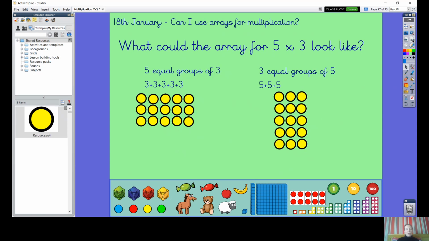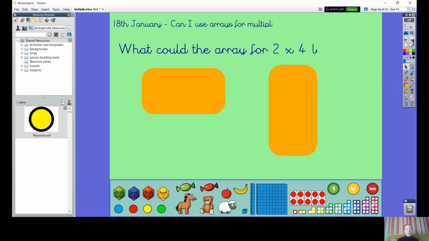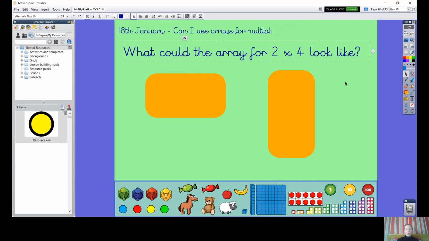So, having a think about that, can you draw or use counters or some equipment? What do you think the array could look like for 2 groups of 4? Remember, it could be 4 groups of 2 instead. Let's see if you've got that right.